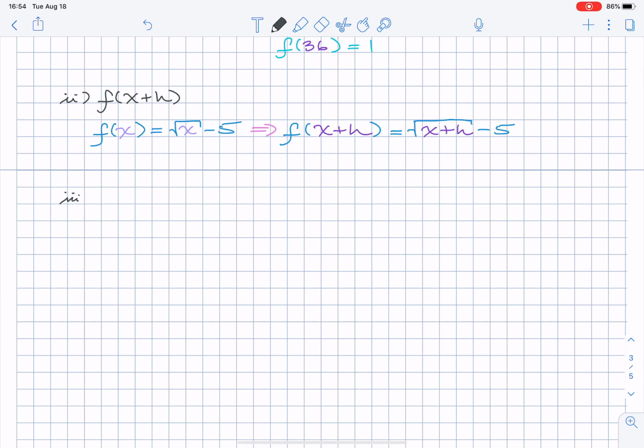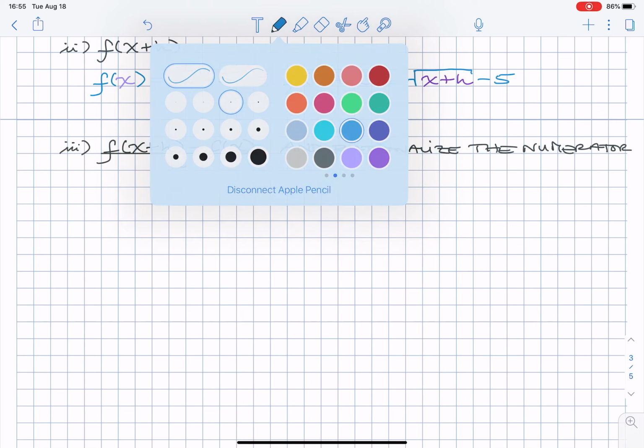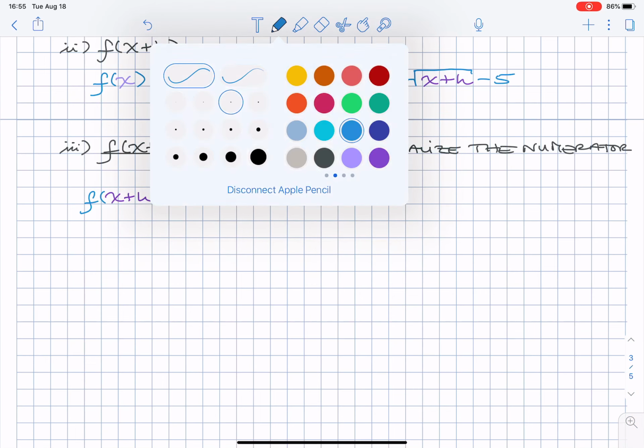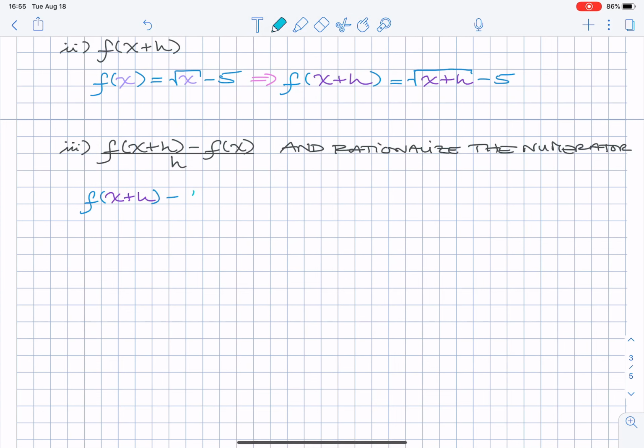But let's evaluate f of x plus h, from which we're subtracting f of x, the original guy, and divide it all by h. And rationalize the numerator. So this is going back to algebra. Okay, so we want f of x plus h, and we're going to subtract from that f of x and divide that all by h.